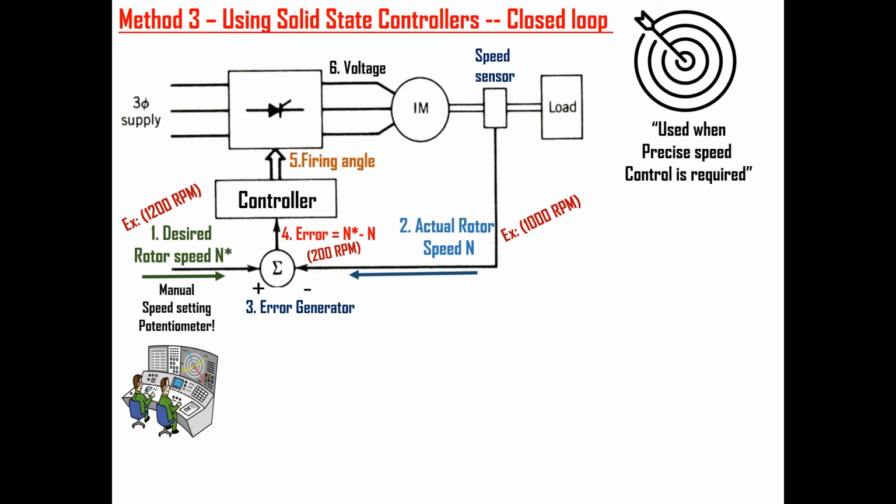Since the error is positive, the controller will decrease the firing angle, which in turn will increase the voltage and speed to make the error 0, or in other words, to make the actual rotor speed n equal to the desired rotor speed n star. In this example, if you don't know how voltage is increasing if the firing angle of the thyristor is decreasing, don't worry. We are quickly going to see how that is happening for single phase.